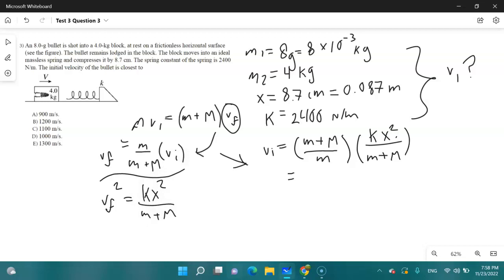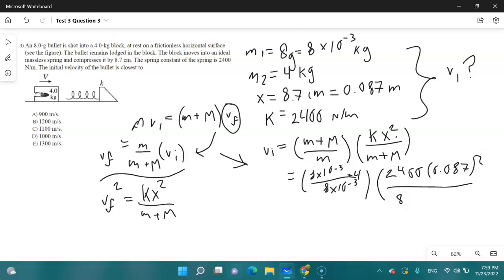So now let's just plug in the values that we do have. So we know that the mass of the bullet is 8 times 10 to the negative 3 plus 4. And then this is going to be divided by the mass of the bullet, 8 times 10 to the negative 3. And now we're going to multiply it by the spring constant, which is 2,400 times 0.087 meters squared. And now we're going to add both masses. So the 8 times 10 to the negative 3 plus 4.